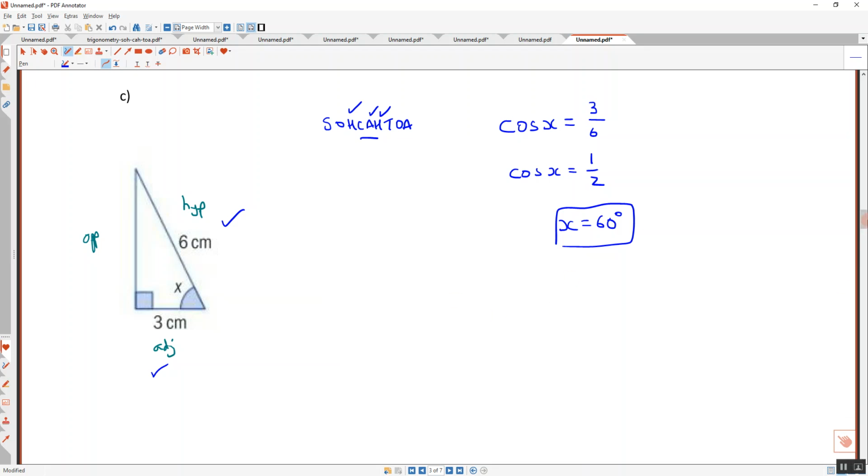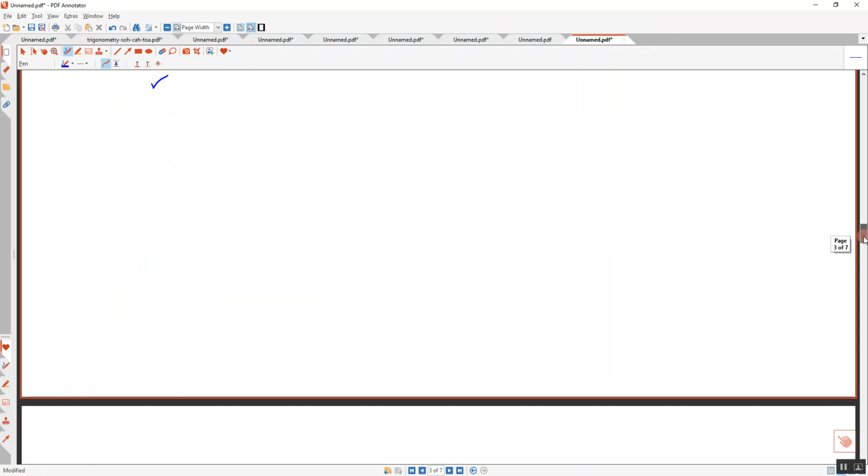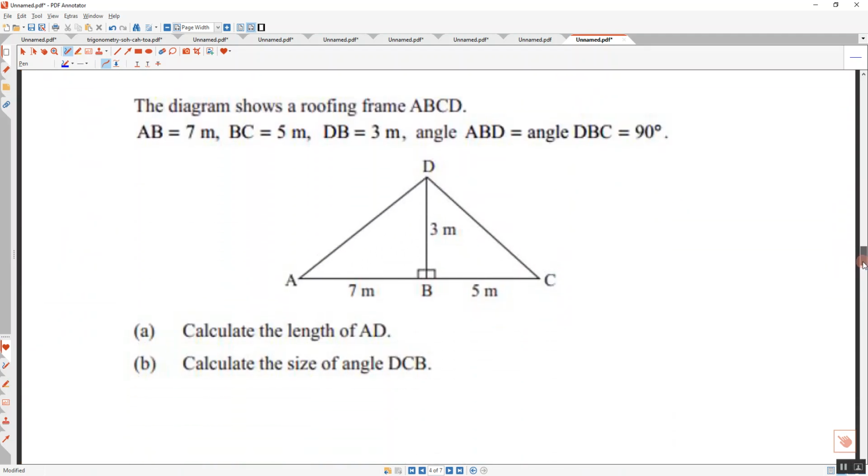Okay, so now we start to move on to the more complex questions. The diagram shows a roofing frame, A, B, C, D. We've got all the measurements given and a couple of the angles. Calculate the length of AD. So we're after this length here, A to D. That is the length we're after.